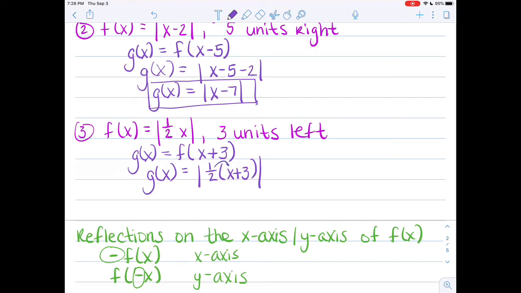We are going to need to distribute the 1/2 to each of those terms. So our final answer is going to be g of x is equal to the absolute value of 1/2 x plus 1/2 times 3 is 3 over 2. So 3 over 2. And that is our final transformed function.